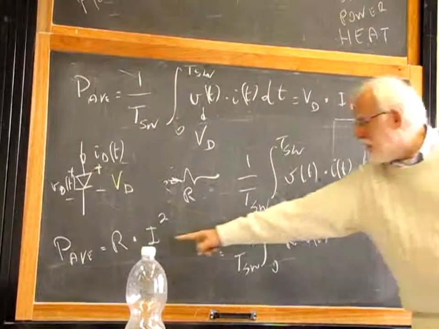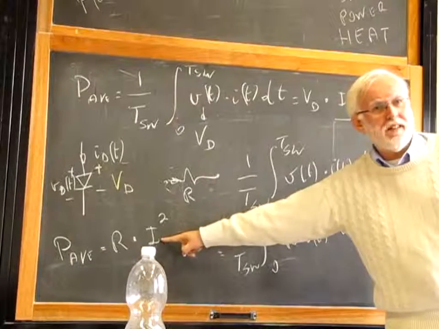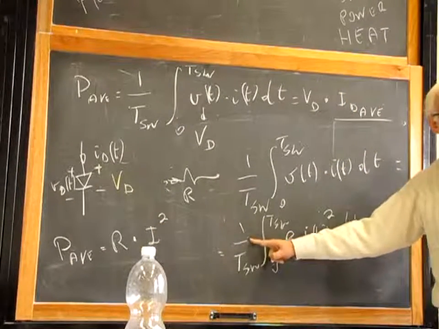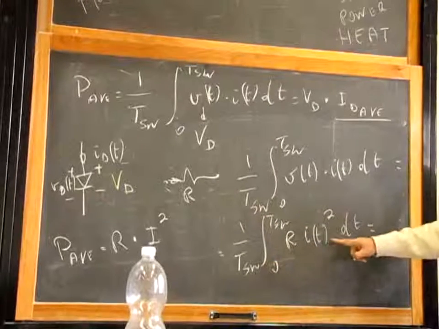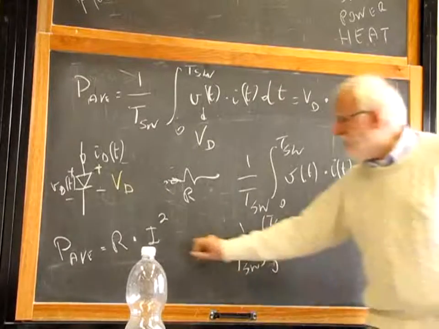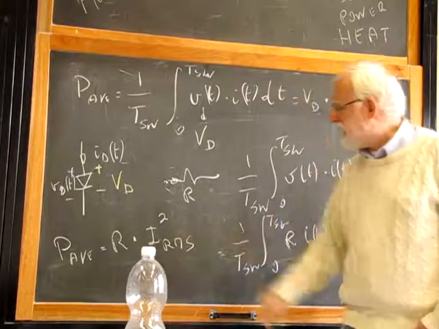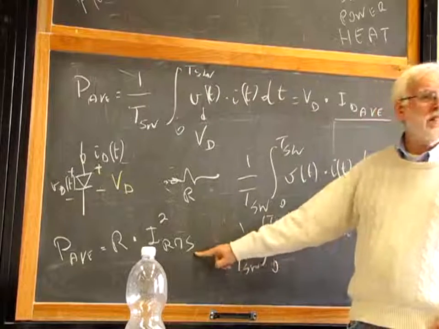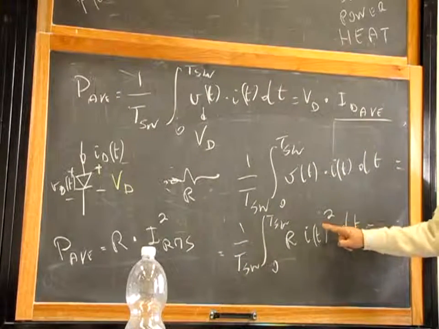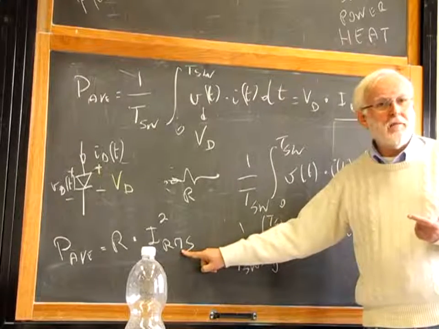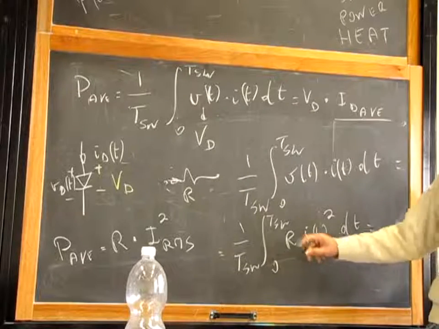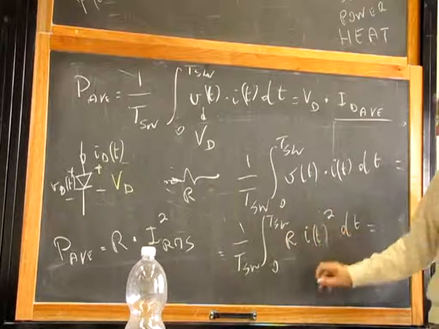But what kind of curve should I use over here to get the average power? Well, R moves out, and I get the average of i squared. And this is called RMS. RMS stands for root mean square. First the square, then I take the average, here it is, and then I take the square root. RMS is just the square root of this.